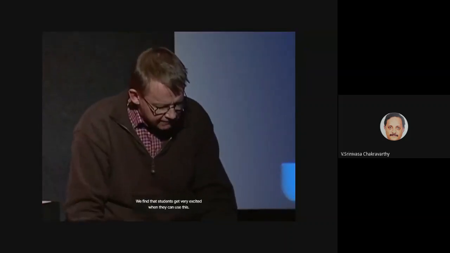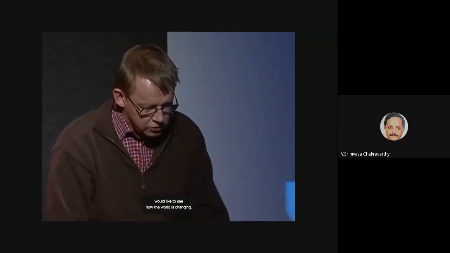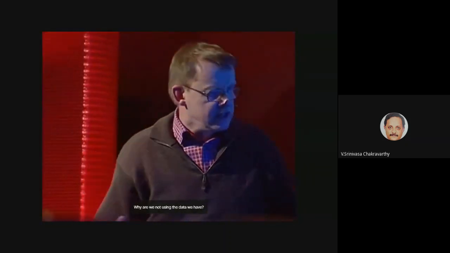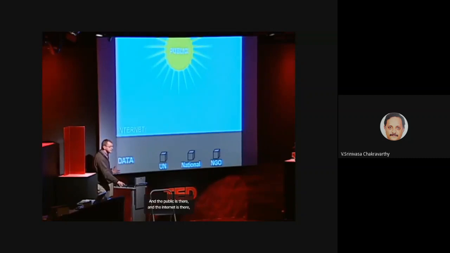We find that students get very excited when they can use this. And even more, policymakers and the corporate sectors would like to see how the world is changing. Now, why doesn't this take place? Why are we not using the data we have? We have data in the United Nations, in the national statistical agencies, and in universities and other non-governmental organizations, but the data is hidden down in the databases. And the public is there, and the internet is there, but we have still not used it effectively.